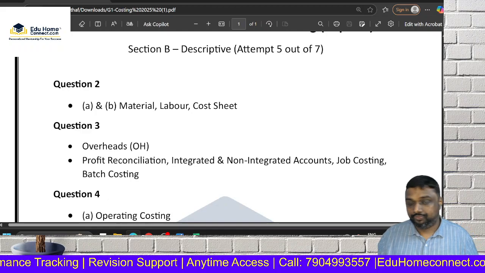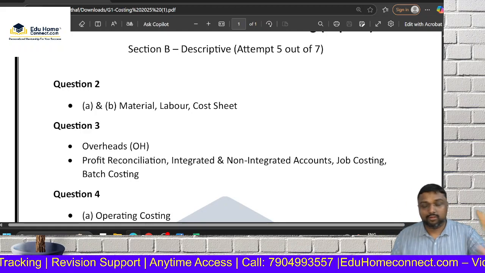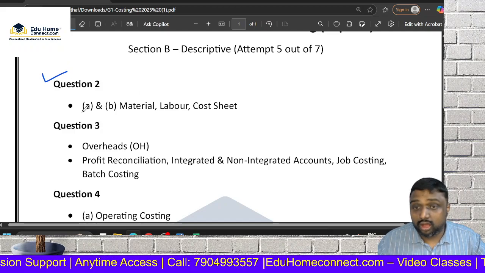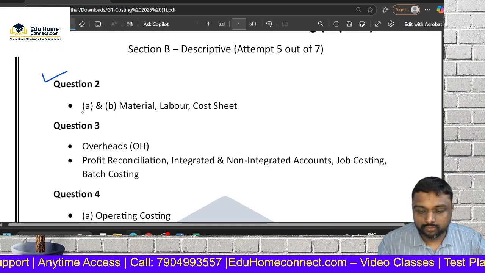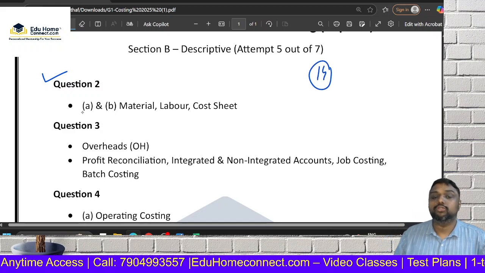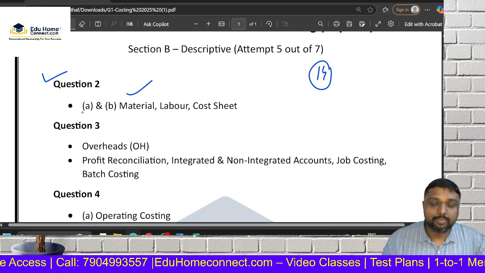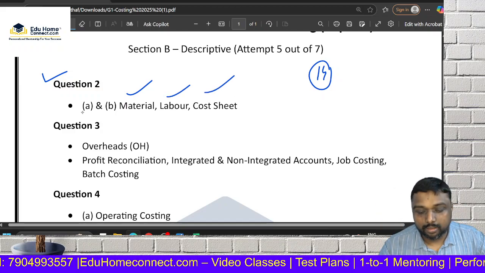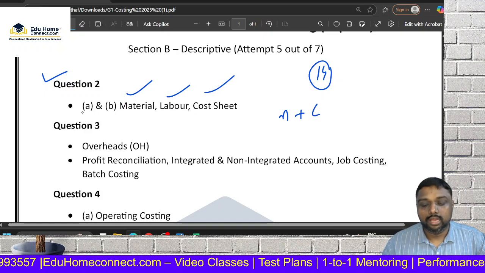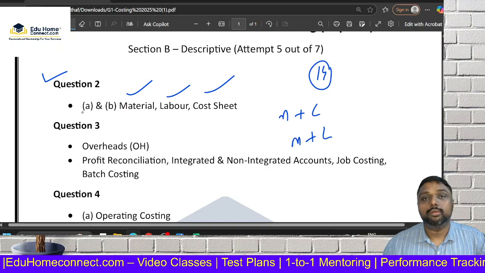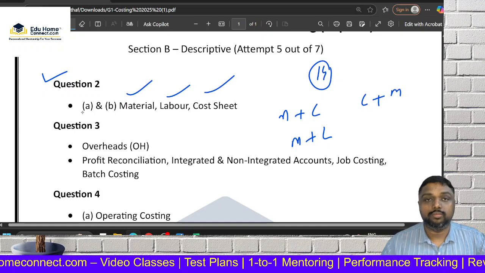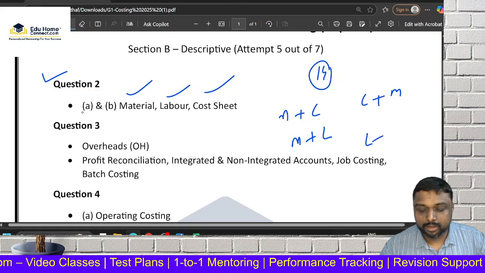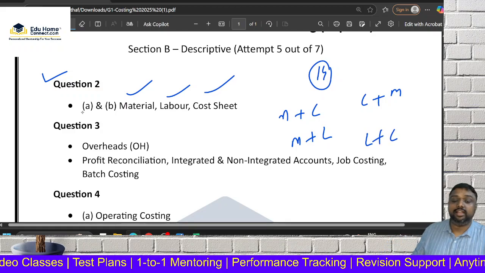So coming to the questions, my different question number 2. We have a total of 7 questions, that is 2 to 8. This question number 2 has 14 marks. This 14 mark question you will get either from the material chapter, or from the labor chapter, or from cost sheet. That means some exams, material plus cost sheet will come. Some exams, material plus labor will come. Some exams, cost sheet plus material will come. Some exams, labor plus cost sheet. That means there is no certainty that everything will come.